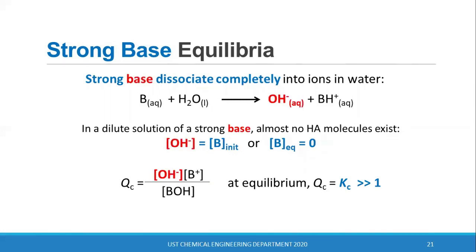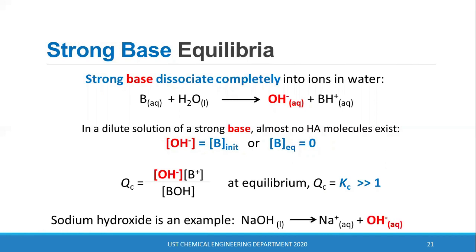For strong base equilibria, everything is almost the same with strong acid. The only difference is that it produces hydroxide ions instead of hydrogen ions as highlighted in the reactions. Similar to strong acids, a strong base also completely dissociates into ions in water. An example of strong base is the sodium hydroxide ions or sodium hydroxide.